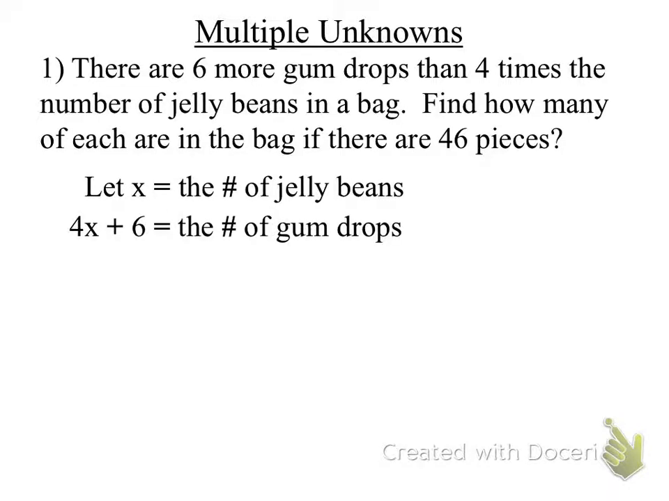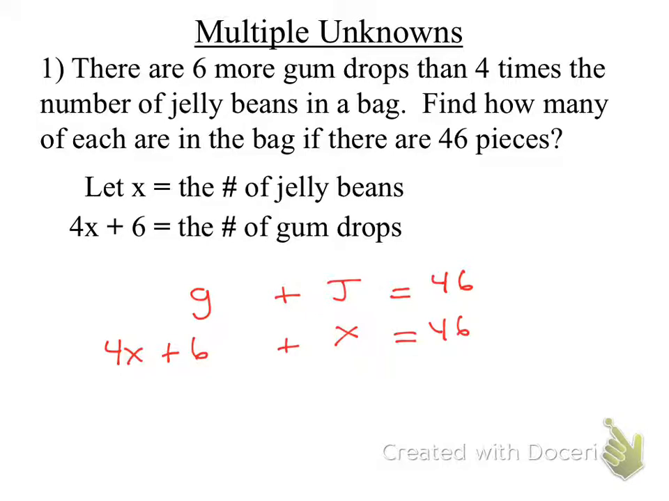Now, I've got a big bag. Isn't it true that in the bag we've got gumdrops and jelly beans, and altogether we have 46? But what do we call the gumdrops? 4x plus 6, plus the quantity of jelly beans, x. That equals 46. Now what would we do?